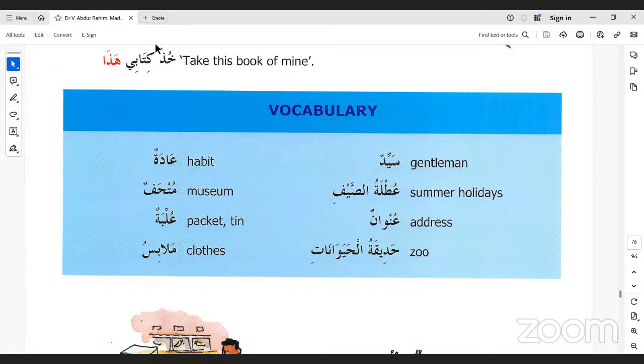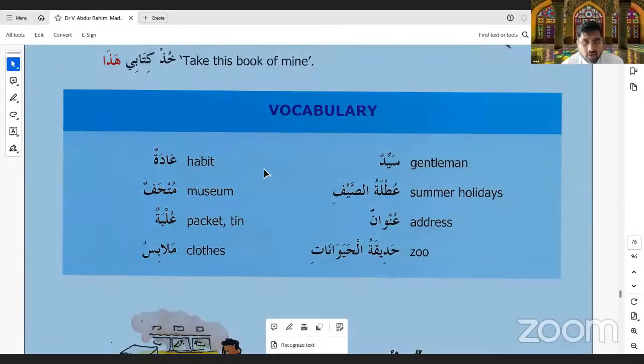Adatun, habit. Muthafun, museum. Ulbatun, packet, tin. Malabisu, clothes. Sayyadun, gentleman. Utulatu Saifi, summer holidays. Unwanun, address. Hadiqatul Haywanati, zoo. Exactly. Right, okay, brilliant.